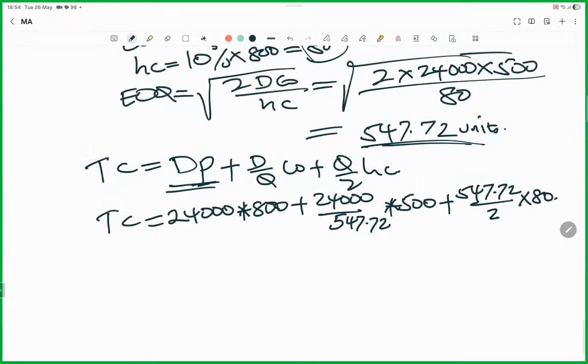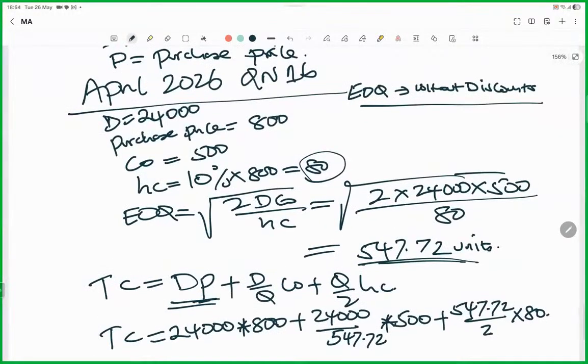So how have we gotten holding cost? If you look at your note number 4, we are told the annual holding cost is 10% of what? Purchase price. So it'll be 10% of our purchase price, which is 800. 10% of 800 is 80. Cynthia, raise your finger and tell me if you have gotten the idea of HC. So please ensure you're asking as many questions as possible.